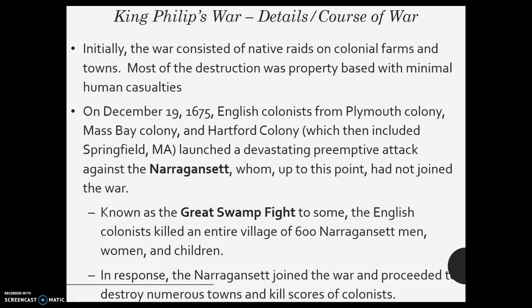Things began to change, though, in December of 1675, when colonists from Plymouth Colony, Mass Bay, and Hartford, and understand this, the city of Springfield used to be part of Connecticut Colony, the Hartford Colony. So you got people from Plymouth, Mass, and Hartford launching a devastating preemptive attack against the Narragansett. Again, preemptive attack, they figure war is coming, so let's bring it to them first.